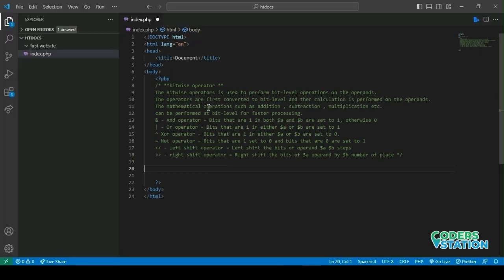So next we have our bitwise operators. Bitwise operators are used to perform bit level operations on the operands. The operands are first converted to bit level, that is zeros and ones, and then the calculation is performed. Mathematical operations like addition, subtraction, multiplication, etc. can be performed at bit level for faster processing.